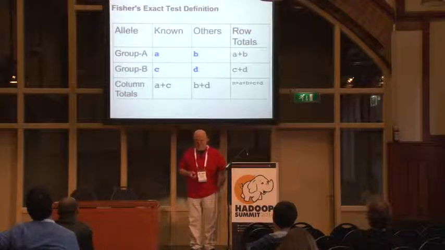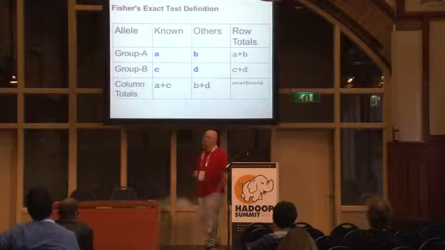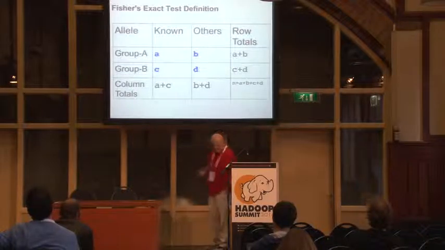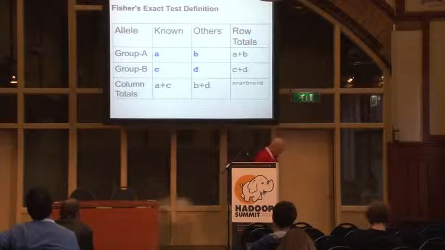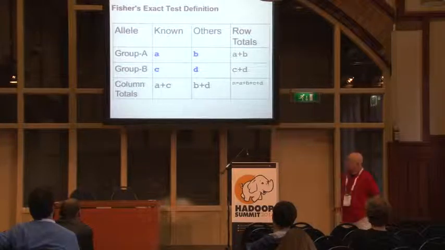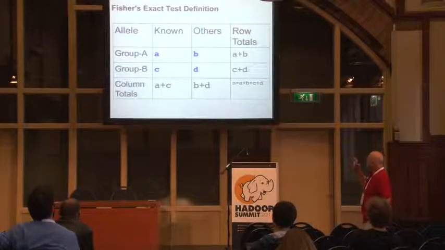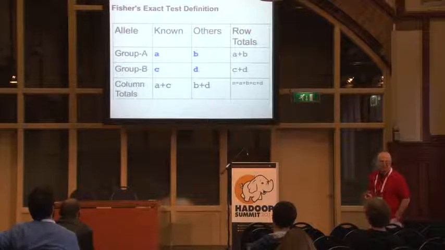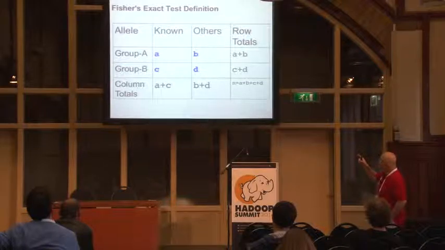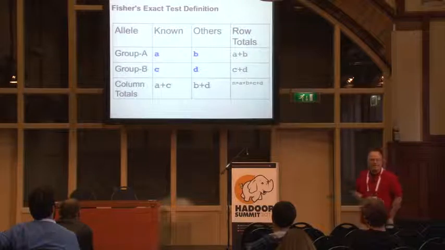This is the Fisher exact test definition. For group A, A, B, C, D are the allelic counts. Once you have the A, B, C and D for each allele, you find the row totals and the column totals. And once you have that, then you can use Fisher's exact test.